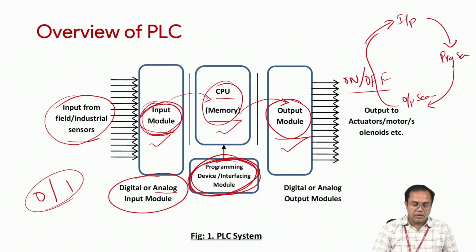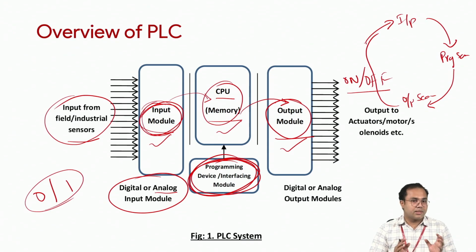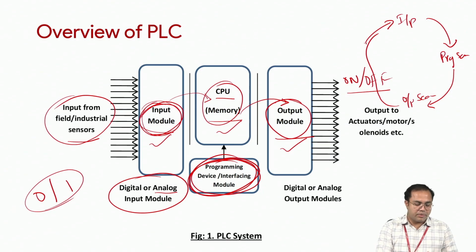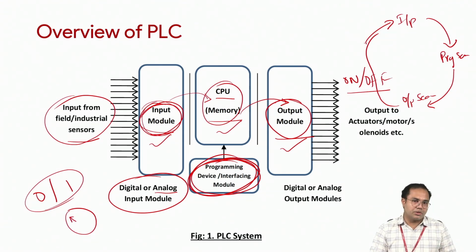Whereas the analog is completely different from the digital on and off. In analog, it has a range. So the input can be varied. For example, instead of an on-off switch, let's have a pot. I have a potentiometer, so I can vary the range. I can vary from minimum to maximum. Same is the case with the output.